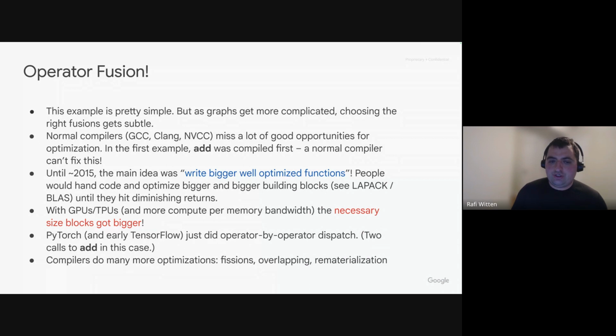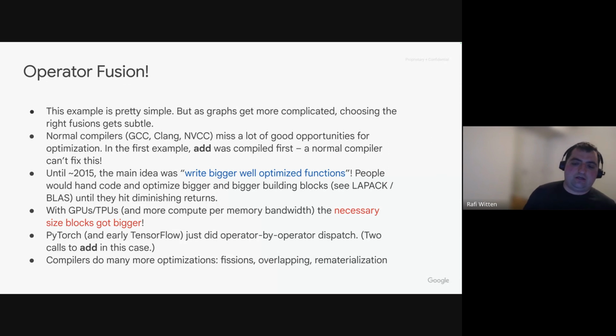It used to be folks would just write bigger, well-optimized functions, like add 3 instead of add 2. But it becomes harder and harder. And one key observation is the memory bandwidth is growing less quickly than the number of flops. So building these bigger and bigger blocks becomes more and more important. It used to be, and in many cases PyTorch still does, operator by operator dispatch, dispatching these things one by one. That would mean these 2 calls to add take 6 round trips instead of 4. But nowadays, PyTorch, JAX, TensorFlow all have end-to-end optimizing compilers, and the compilers can do many, many more optimizations.